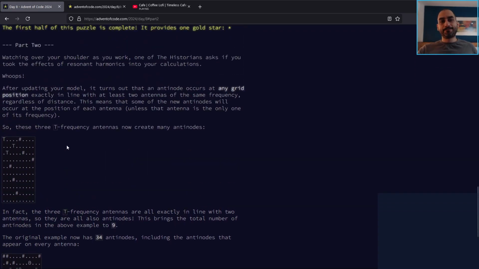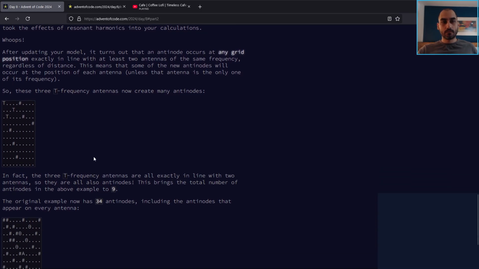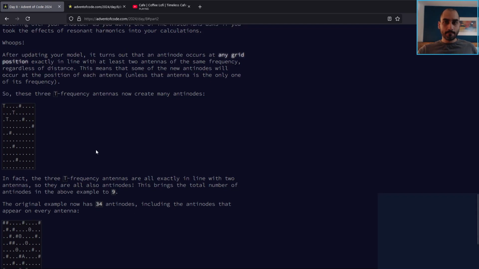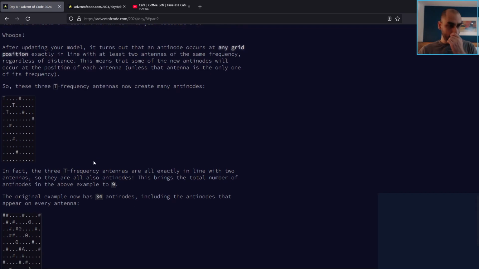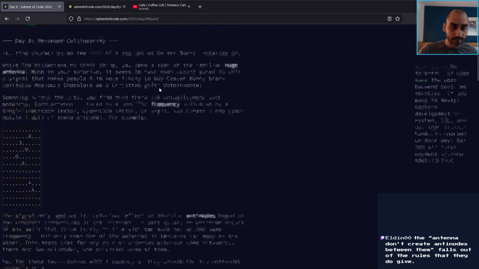Okay. So I guess once we find the vector, we can take out the common factors to find its smallest unit. The antennas don't create antinodes between them. Oh, if that was in there, I must have missed it.